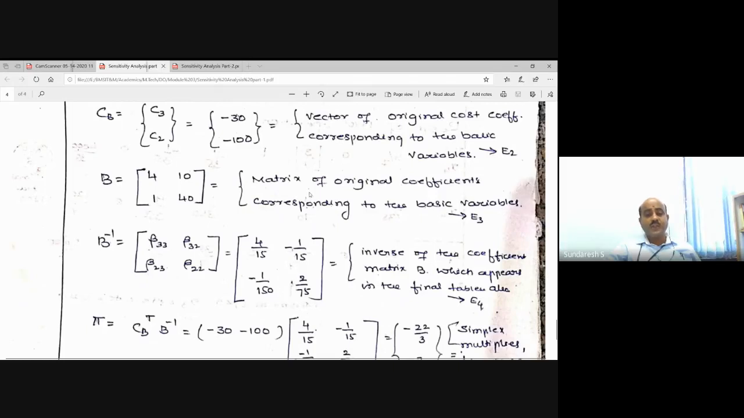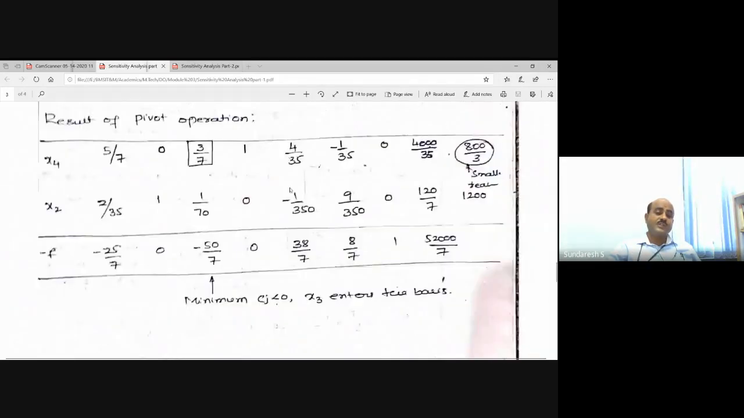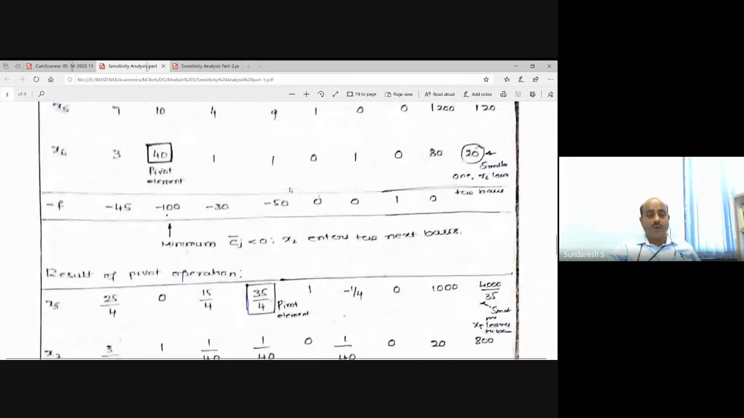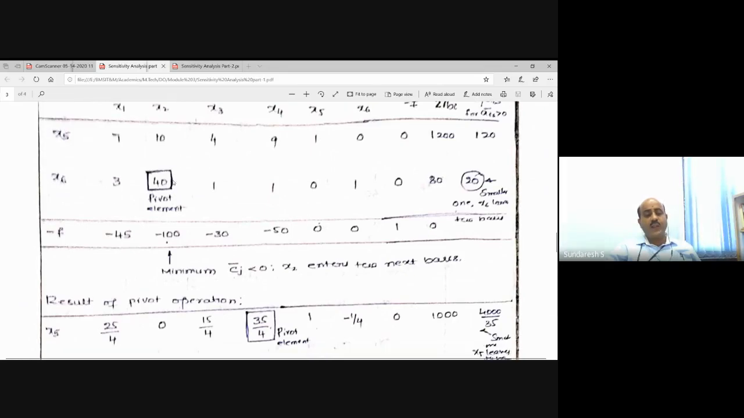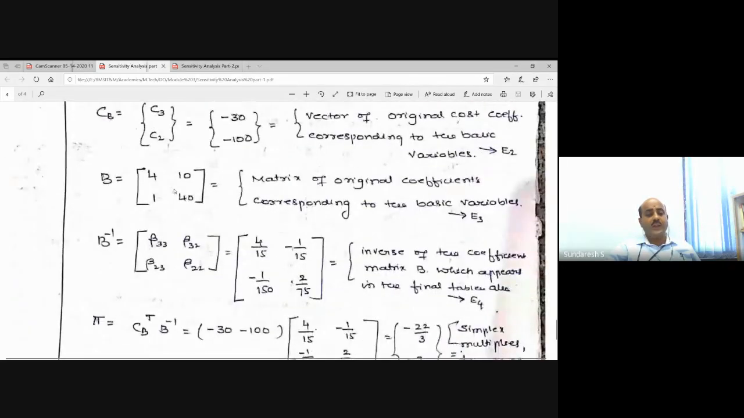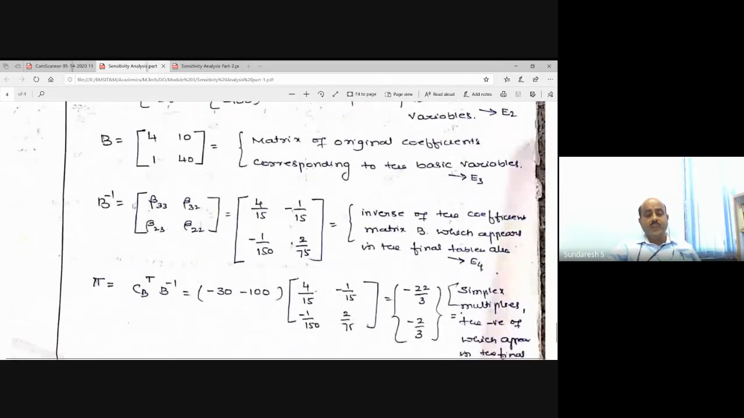Next comes B, the matrix of the original coefficients corresponding to the basic variables. We go back to the first table that we put in the tabular column. For x3 we have 4 and 1, and for x2 we have 10 and 40. Am I right? So we have written it as 4, 1, 10, 40. Okay, this is one.